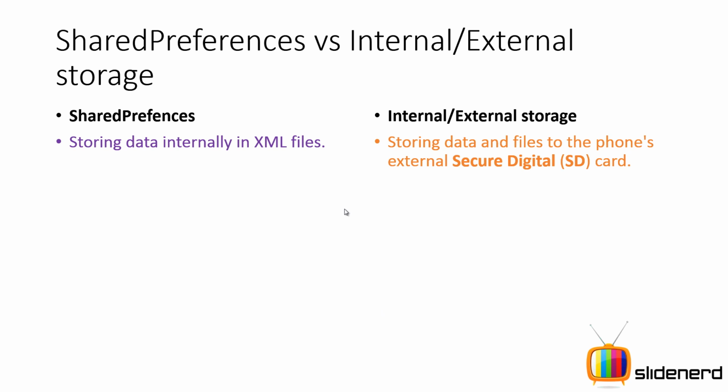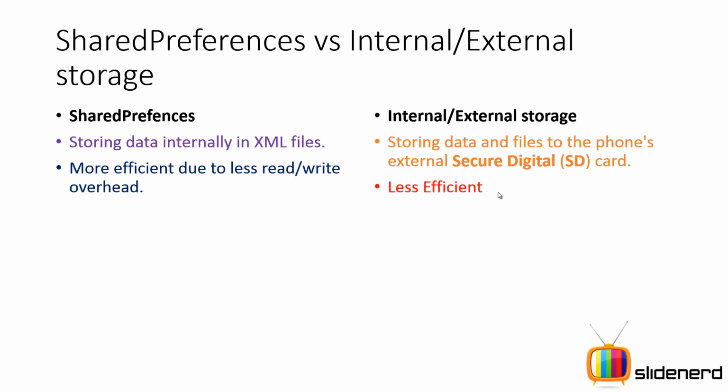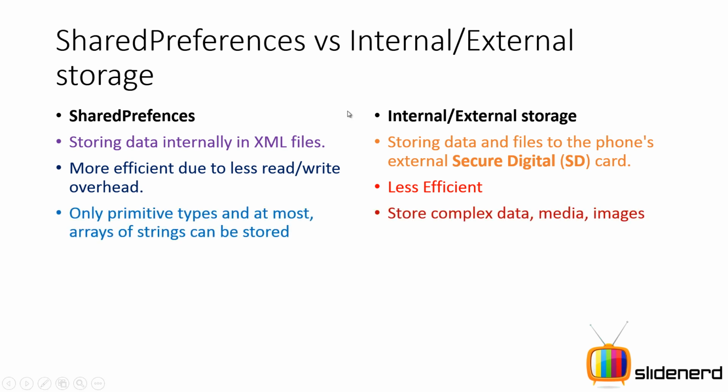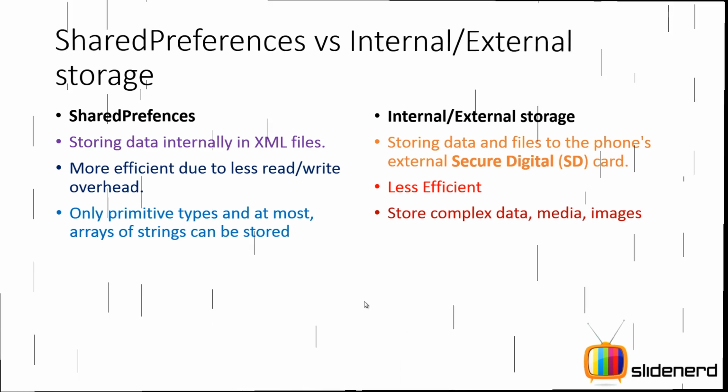Now as you guys know very well, shared preferences store data in XML files, and internal external storage is something we've been seeing quite often right now. It's about storing data in files on your SD card or primary memory. Now shared preferences are more efficient because there is less read-write overhead involved when it comes to writing data. Now shared preferences also have a negative point, and that is that they can only store primitive types or arrays of strings. So if you want to store something more complex like an image or video or something, then you have to use internal external storage. There is no other way.